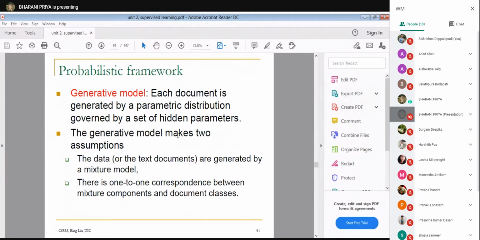Each document is generated from some parametric distributions, governed by a set of hidden parameters. The generative model makes two assumptions: the data is generated by a mixture model, and there is a one-to-one correspondence between mixture components and the document classes. We'll see what this mixture model and mixture component are.